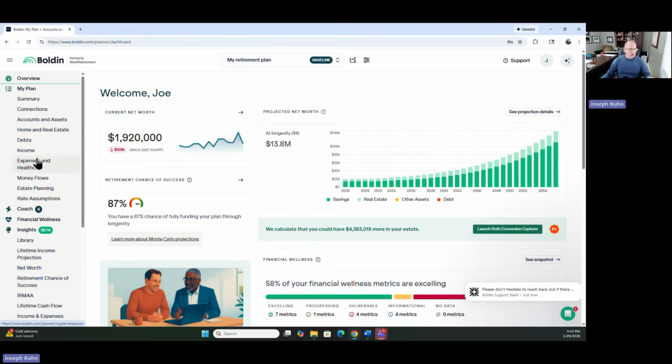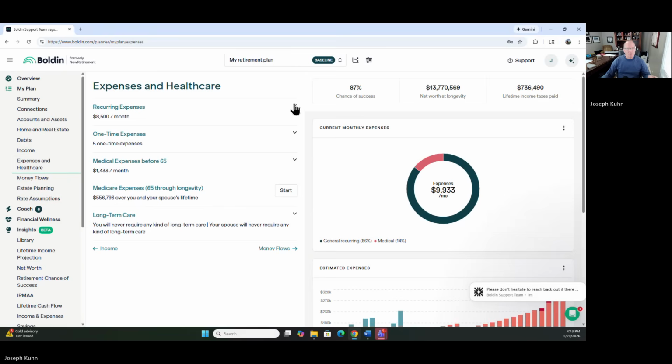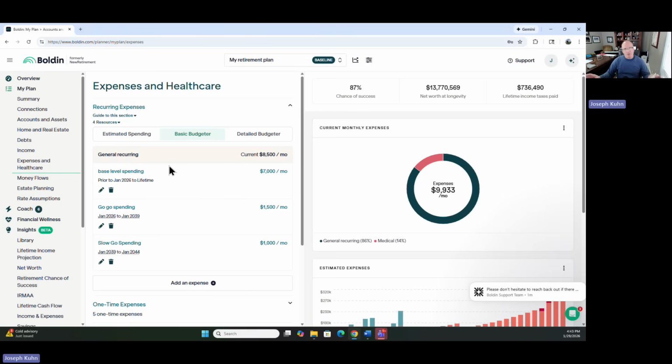And now I'm going to talk about flat spending. Let's go into expenses. So many free software packages that are out there, and using Excel spreadsheets or something like that, people put in flat spending, adjust that for inflation. They use the 4% rule, adjust that for inflation. That's just not the way people spend money. I don't know anybody that does that. So I put in base level spending, the 7,000 a month that goes through my lifetime.